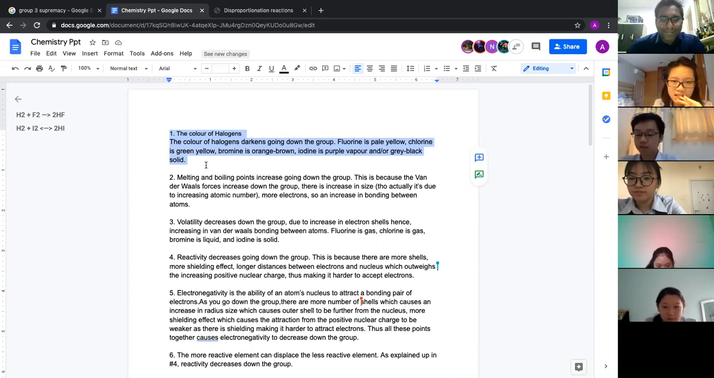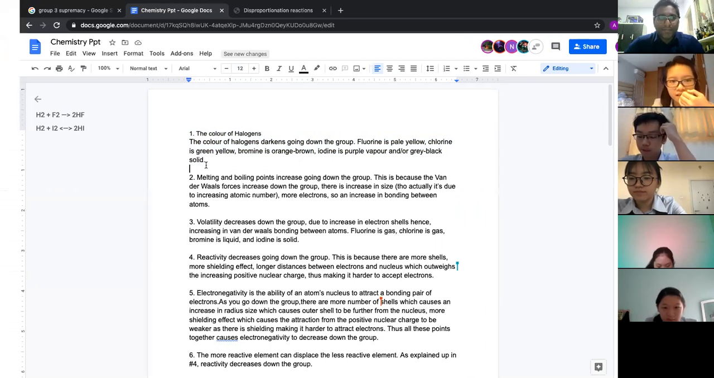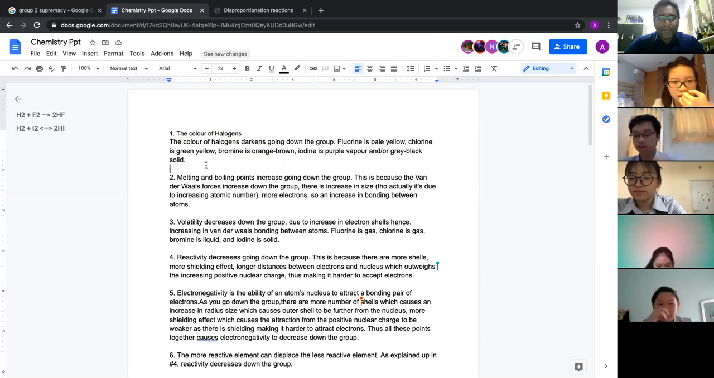The color of halogens darkens going down the group. First, fluorine is pale yellow, chlorine is green yellow, bromine is orange brown, and iodine when solid is gray black. However, it is a purple vapor.